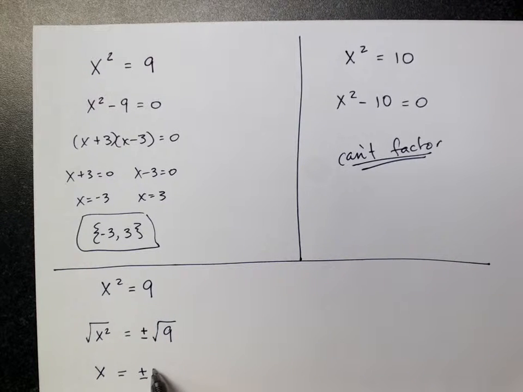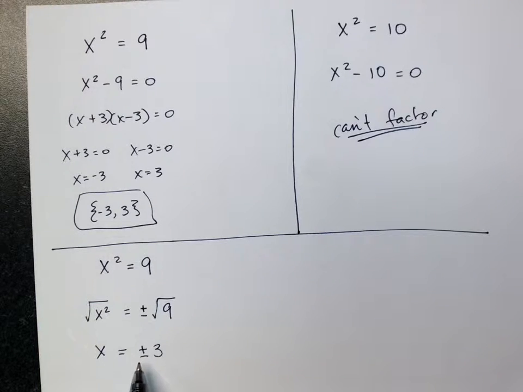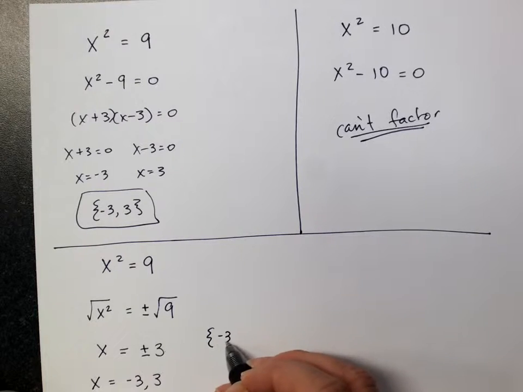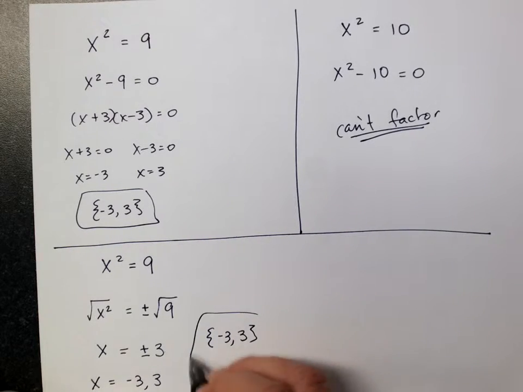This is a perfect square, so it's just plus or minus 3. Now that means 2 answers, that is both positive 3 and negative 3. Plus minus means you've got 2 answers. So this means x equals negative 3, but it also equals positive 3. And of course, in set notation, you just put it.